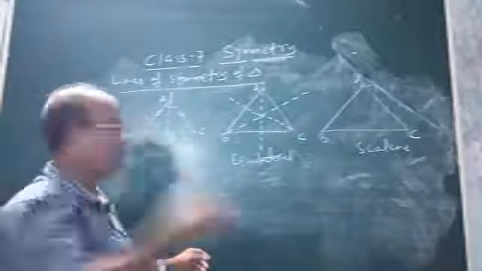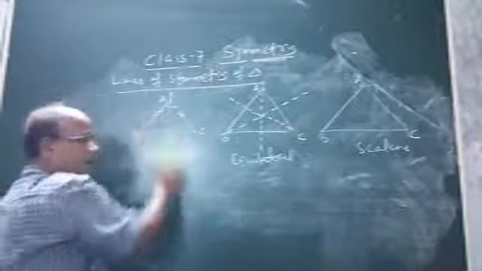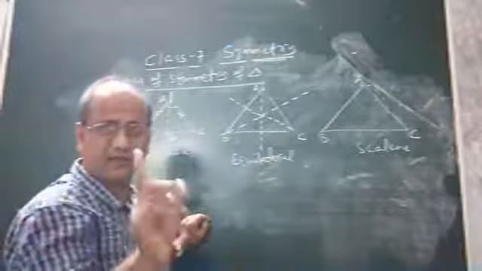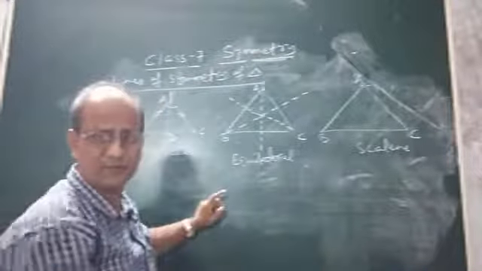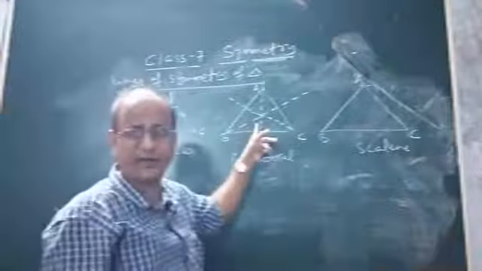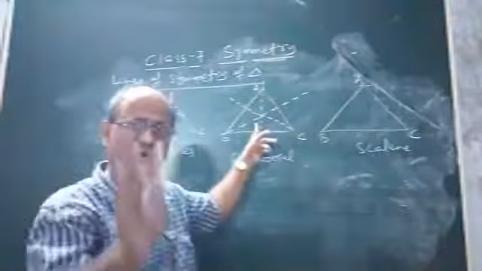That means about this line, if we fold the two parts, then they will coincide with each other. Thus we came to know that an isosceles triangle has one line of symmetry. Now look at an equilateral triangle. You know, in an equilateral triangle all the three sides are equal.